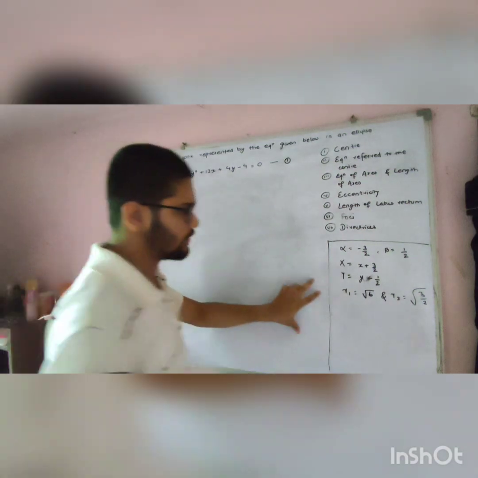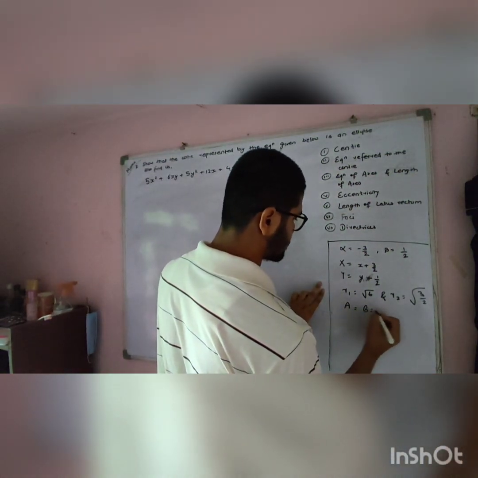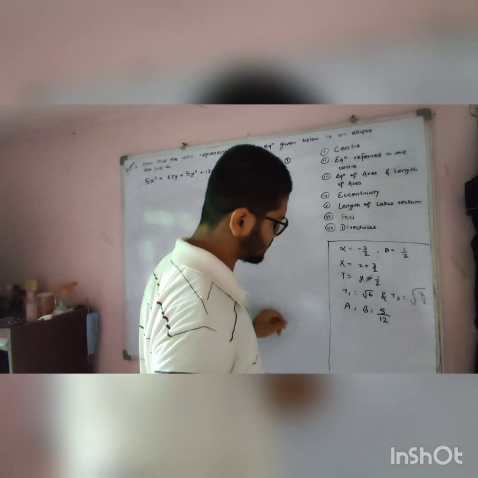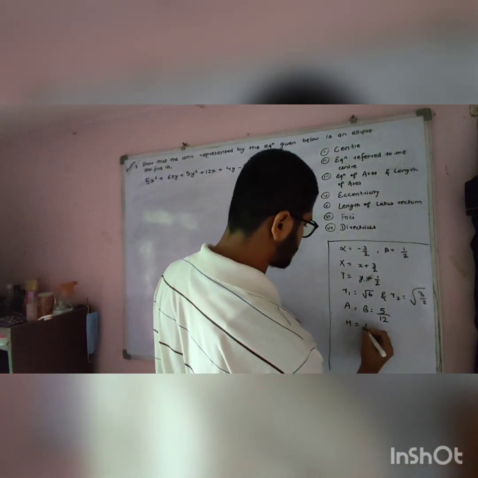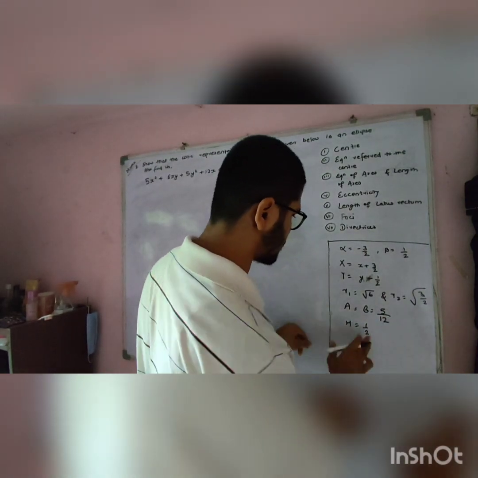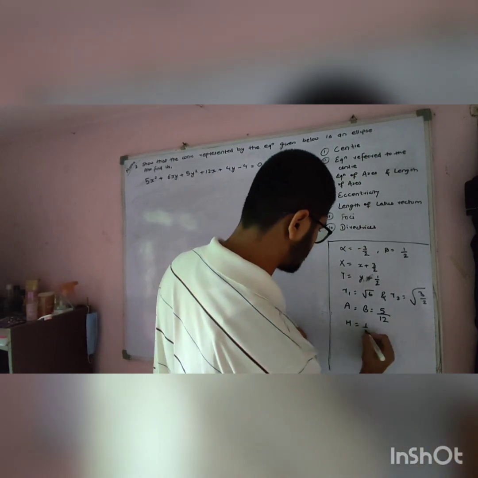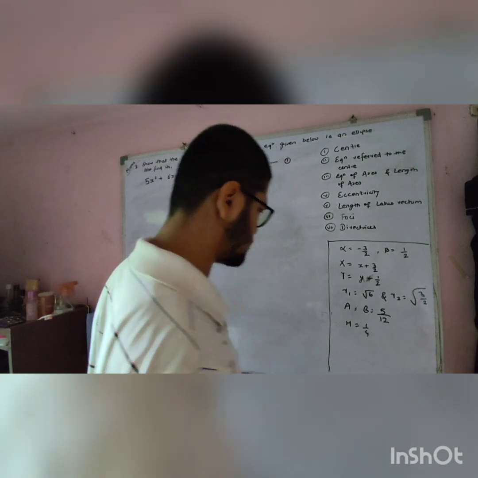I forgot to write the value of a, that is capital A is equal to B is equal to 5 by 12, and H was 1 by 2. Oh, sorry, 1 by 4.